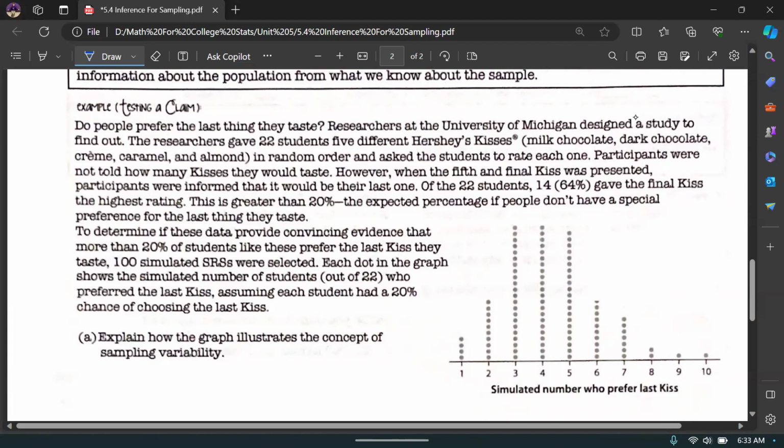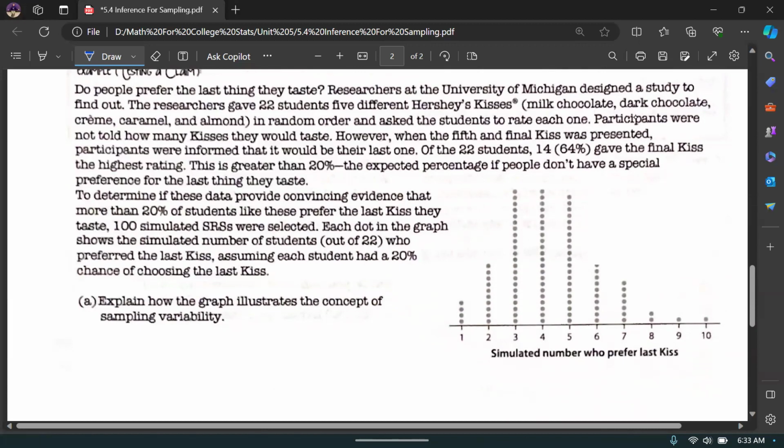Explain how the graph illustrates the concept of sampling variability. All right, so a lot of things to take away from this. The first thing is each dot you see on the dot plot represents one sample of 22 students. Okay. And they said that they did 100 of them, so there should be about 100 dots there. Remember, each dot represents one sample of 22 students. So if I look at this dot here, just as a note, that means in that particular trial of 22 students, 2 students preferred the last kiss as their favorite.